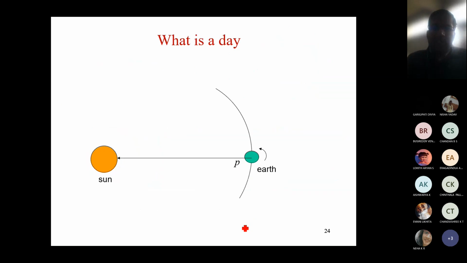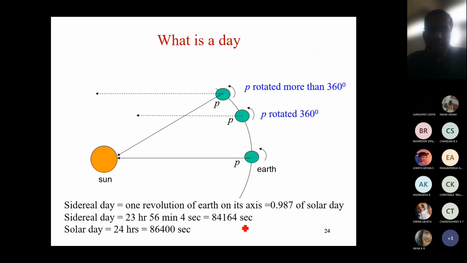So from that we discuss what is a day, and we have two different days. One is called a sidereal day, another is called a solar day. Sidereal day means once a point on the Earth's surface, suppose this is a point on Earth's surface, completes 360-degree rotation, so that time duration is called a sidereal day. But solar day is different. That means if this point, which is facing directly to the sun, again faces directly to the sun, so that time duration is called a solar day.